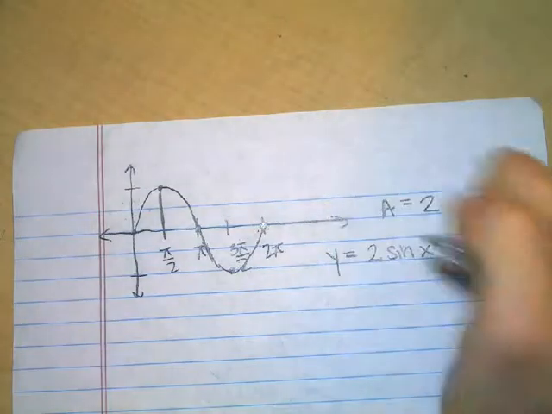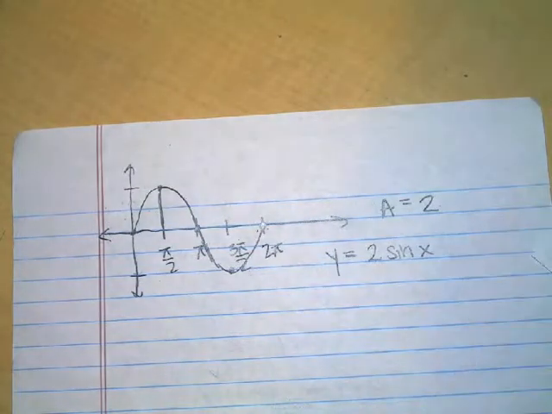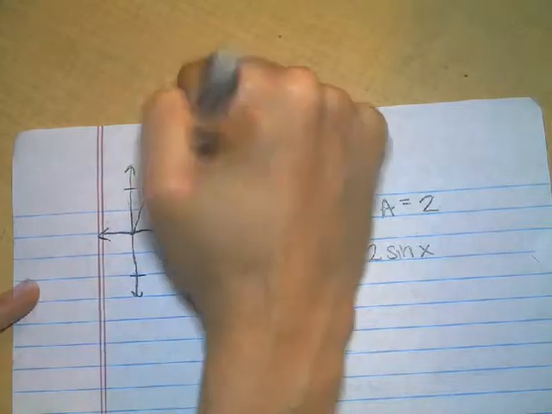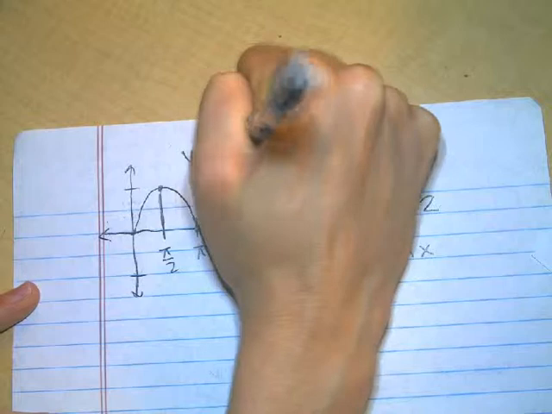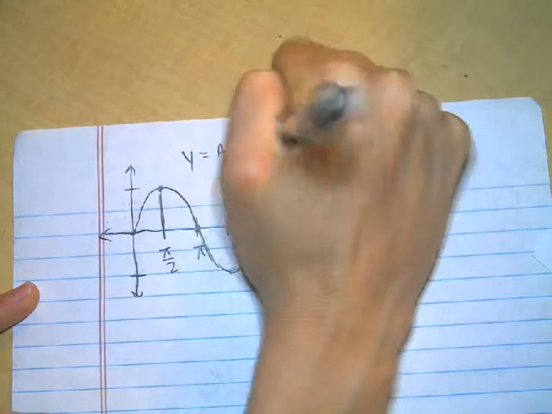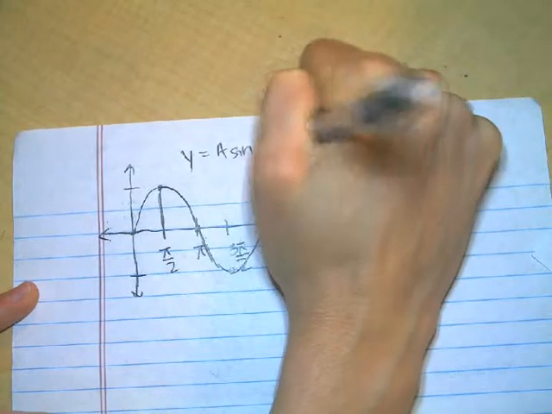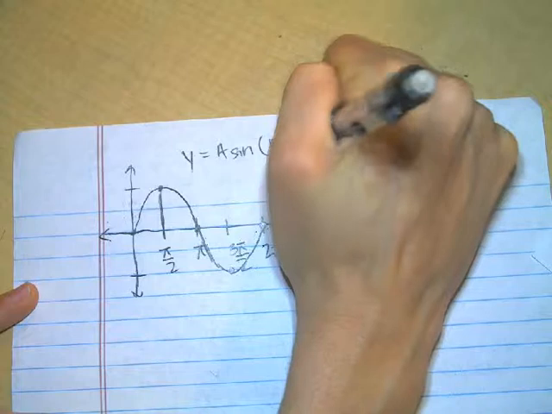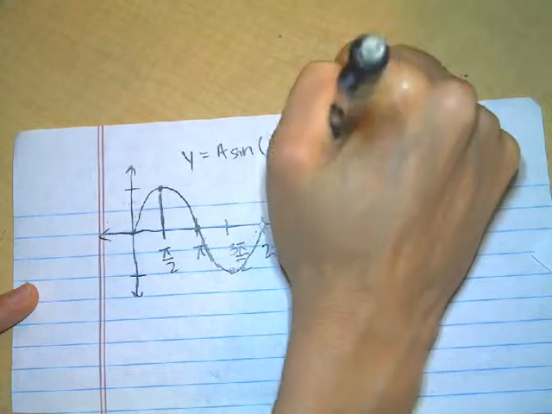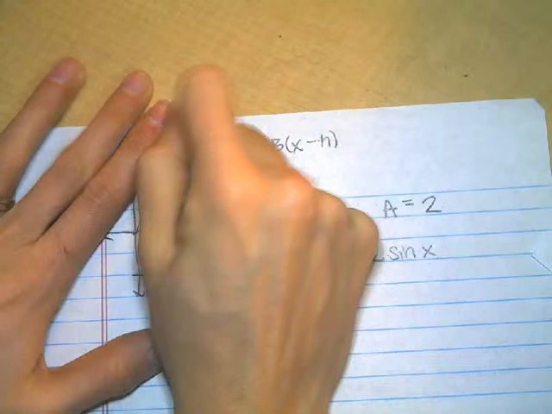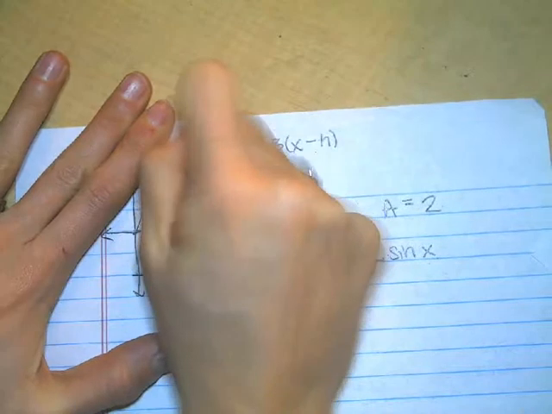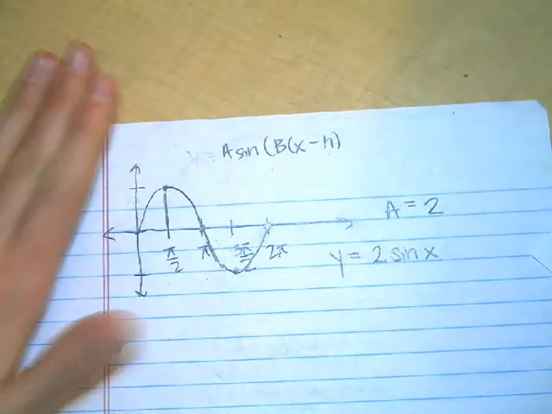So what happened to this graph? Did it flip? It's not flipped, because then it would be going up instead of going down. It did something up and down. It started here. Now where does it start? 2. So if it started at 1 and then it started at 2, what happened to the whole graph? It went up 1.